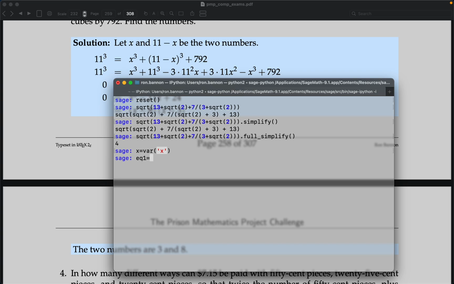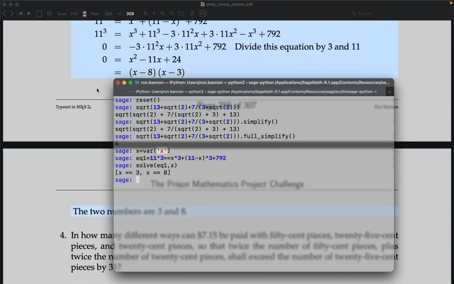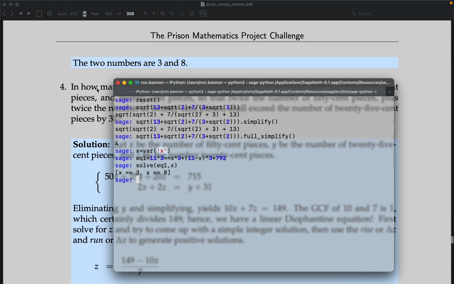Equal sign is an assignment operator. Now I'm going to type in the equation. It's 11 cubed. Remember, when I do an equation, a double equal sign means it's equal to x cubed plus 11 minus x, quantity cubed, plus 792. Right, now what I want to do is solve the equation that's EQ1 for x. Let's see what happens. And it says 3 or 8, all right? Pretty much what we're getting, right? 3 or 8.